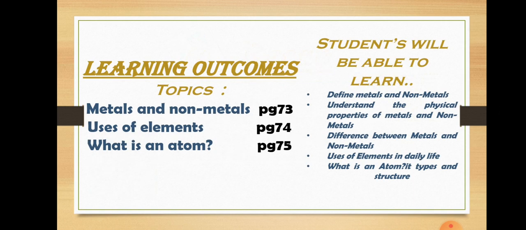Learning outcomes. Today's topics: metals and non-metals on your textbook page 73, uses of elements on textbook page 74, what is an atom on textbook page 75. Students will be able to define metals and non-metals, understand the physical properties of metals and non-metals, and the difference between metals and non-metals, uses of elements in daily life, what is an atom, its types and structure.